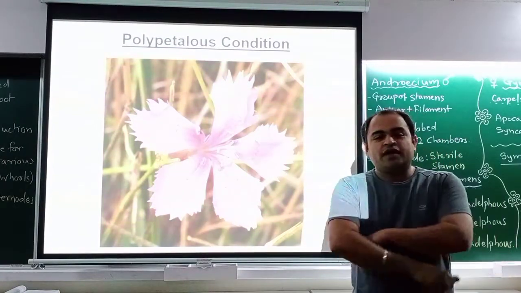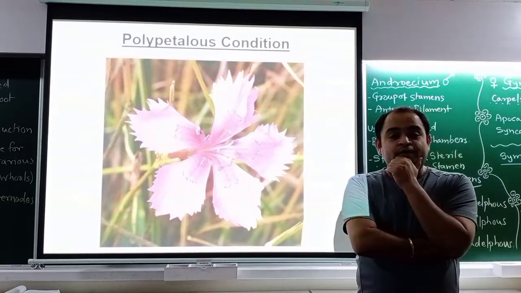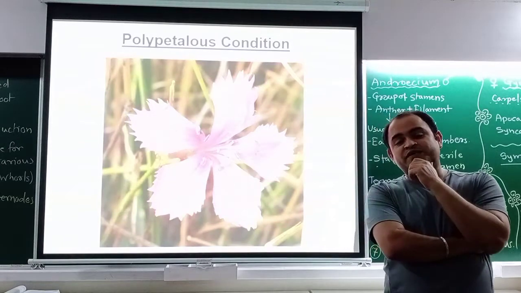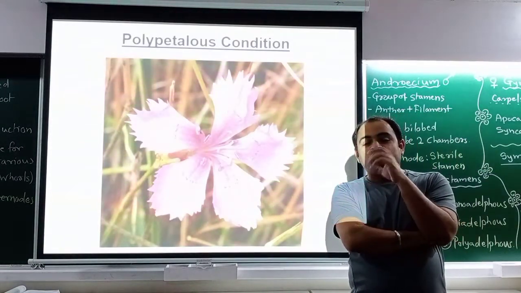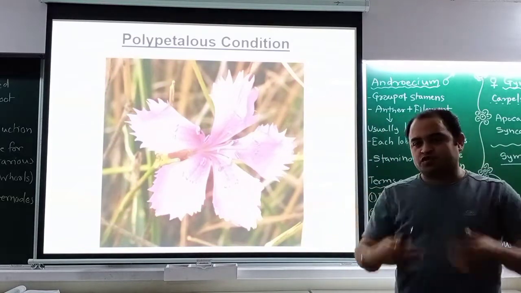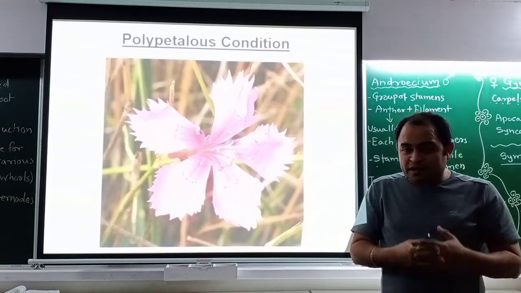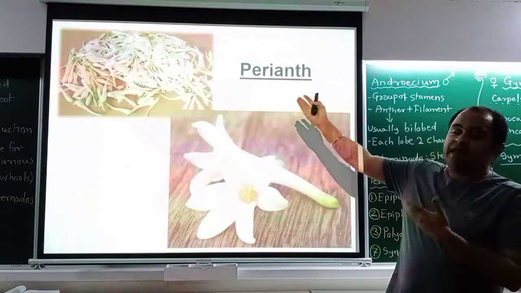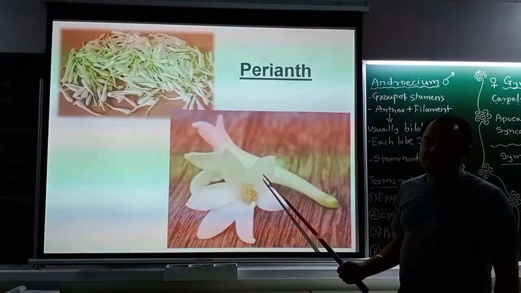Calyx, corolla. Okay, now I would like to introduce a term, that is perianth. What do you mean by perianth? Perianth is a typical structure where you cannot easily find out which is petal and which is sepal. Both are fused. They do not show their individual presence. So it is a typical perianth. This particular flower is nothing but the tuberose.